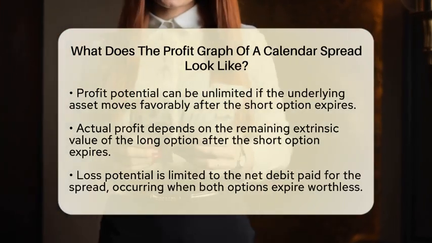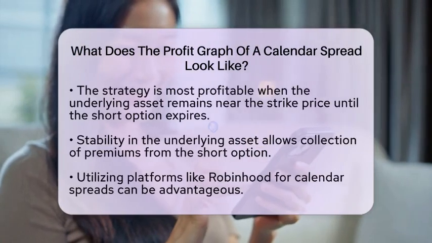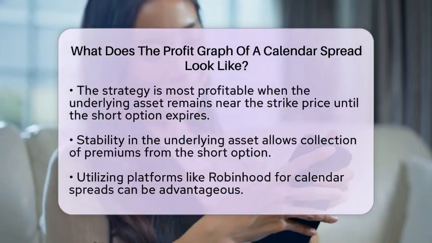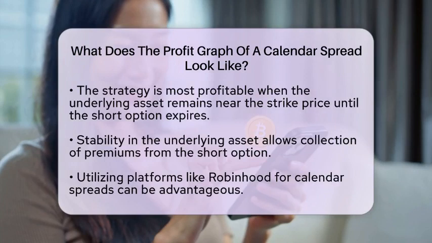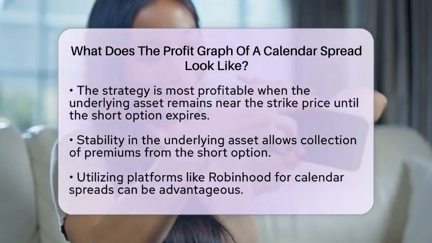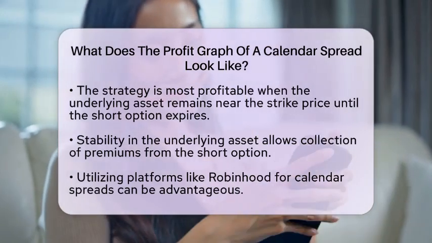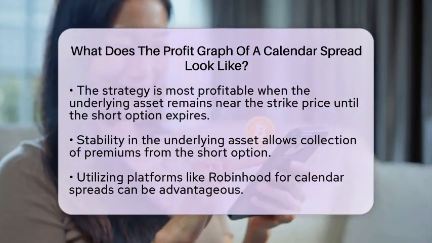The calendar spread is most profitable when the underlying asset remains near the strike price until the short option expires. This stability allows you to collect the premium from the short option. If the asset then moves favorably before the long option expires, you can make additional profits.